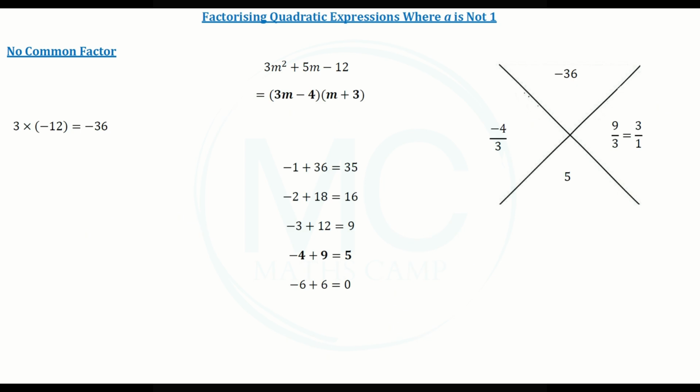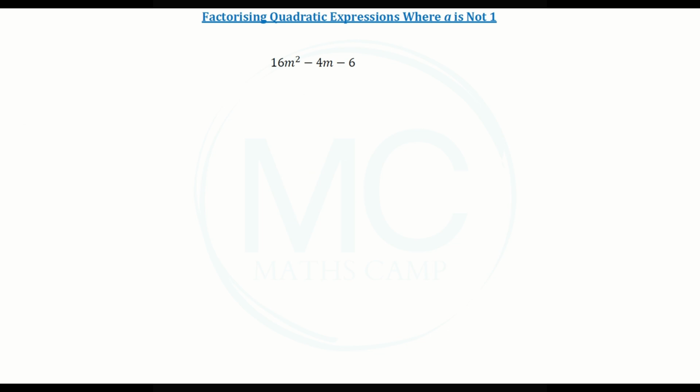Now earlier, we said that we always need to check for common factors, and this still applies here. So let's have a look at this. 16m squared minus 4m minus 6. All of these values are even, so let's divide them by 2. So we can say 2, open our bracket, 16 divided by 2 is 8, so we have 8m squared. Negative 4 divided by 2 is negative 2, so we become negative 2m. Negative 6 divided by 2 is negative 3.